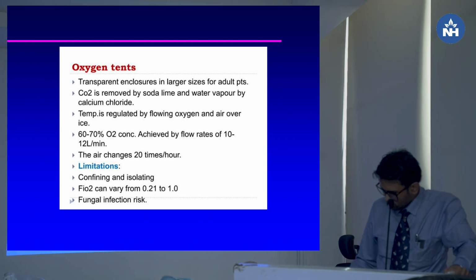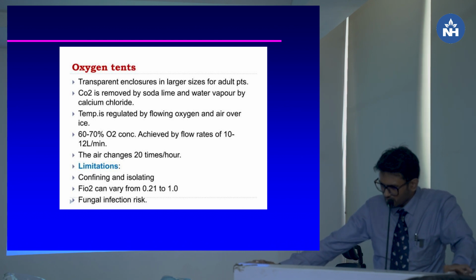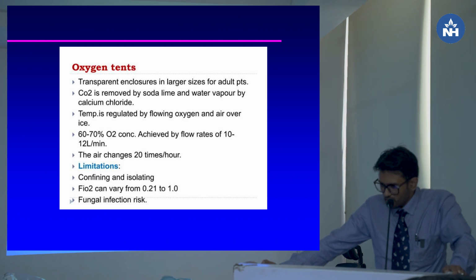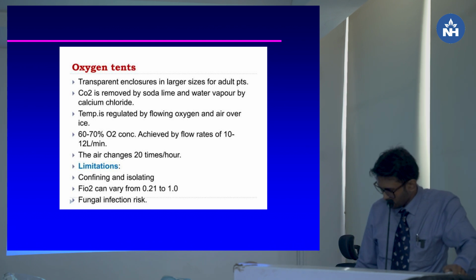This is the image of the oxygen tent, where we can have a transparent enclosure, in larger size for adults, and carbon dioxide is removed by soda lime and water vapor by calcium chloride. Temperature is regulated by flowing oxygen and air over ice. Up to 70% oxygen concentration can be achieved with a flow rate of 10 to 12 liters per minute, and the air changes should be 20 times per hour. Problems are isolation and confinement. FiO2 can vary from 0.21 to 1, and there is a risk of fungal infection.